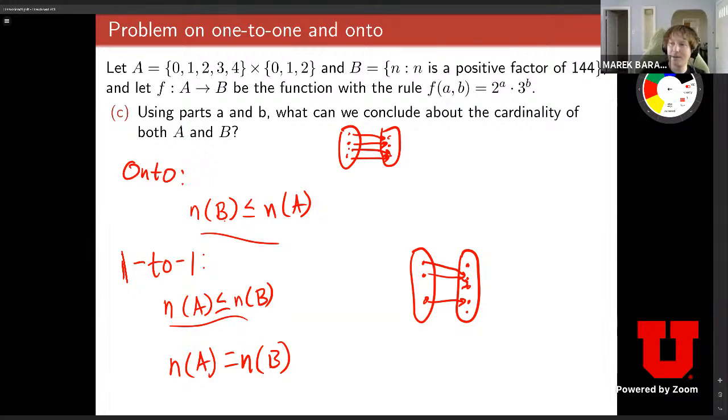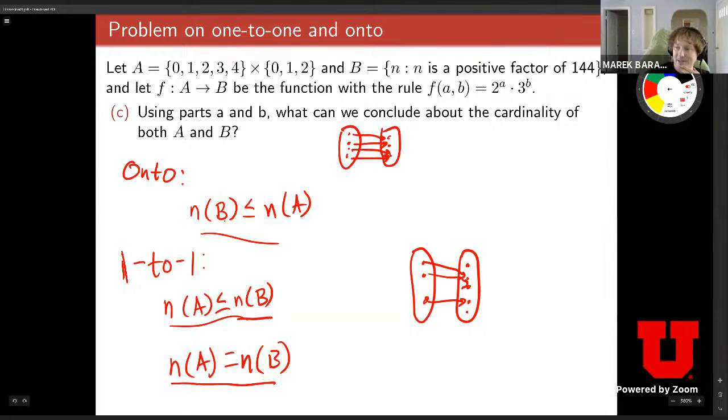Oh, one other thing I want to mention about doing onto. Usually when you're doing onto, you're going to be constructing an inverse function to show that you can find an element in the domain to go to the codomain. Any questions on this? Okay.